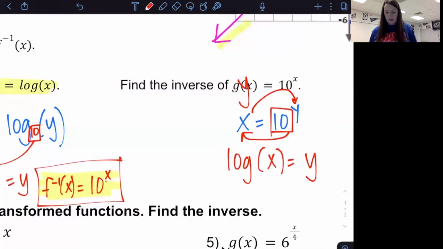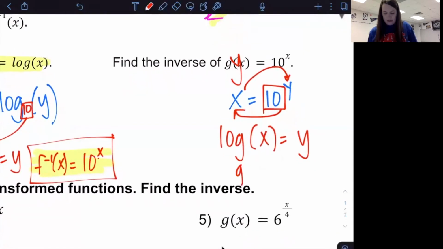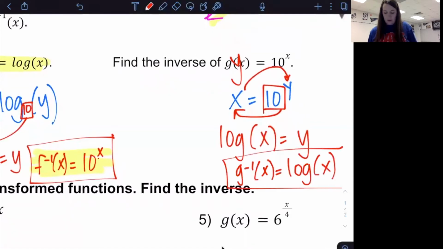So now we've got y by itself. And I can rename this g inverse of x equals log of x. So we've shown algebraically that the inverse of an exponential, 10 to the x power, is log base 10 of x.